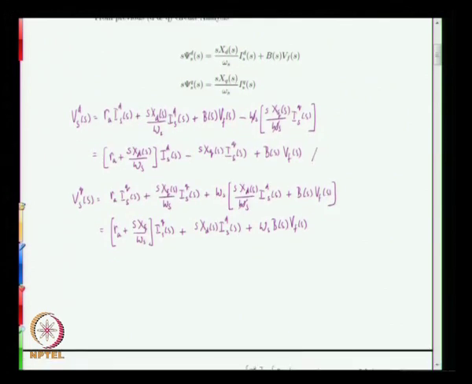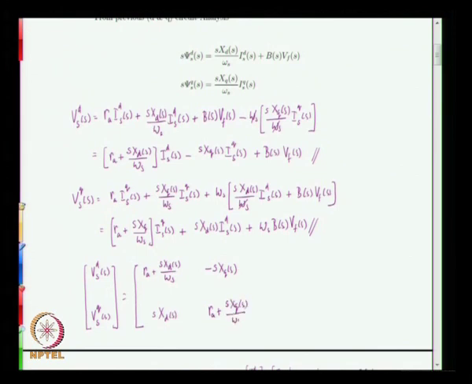So these two expressions now have removed the dependency on psi d and psi q, and therefore we can now write this in matrix form as V d(s) and V q(s) is equal to R A plus s times x d(s) by omega s, and for I q you have s times x q(s), and this is s times x d(s), and then here you have R A plus s x q(s) by omega s.